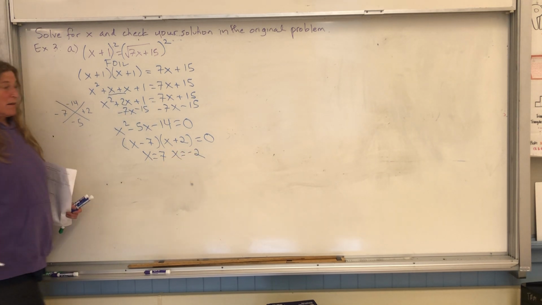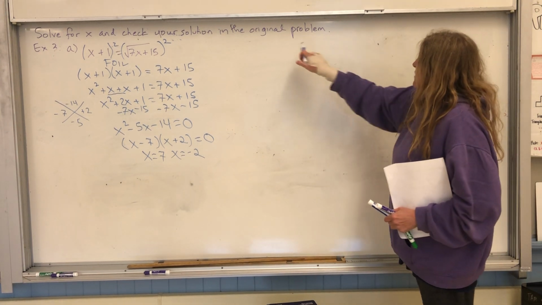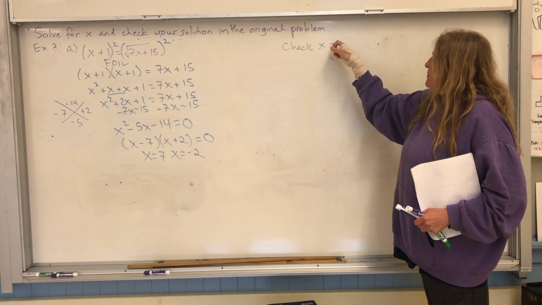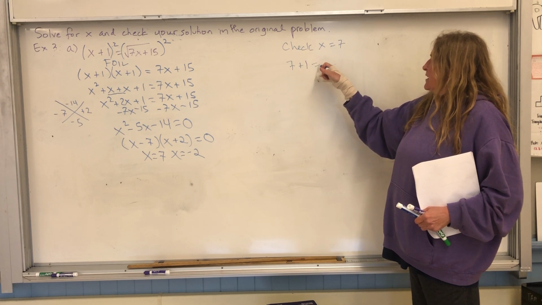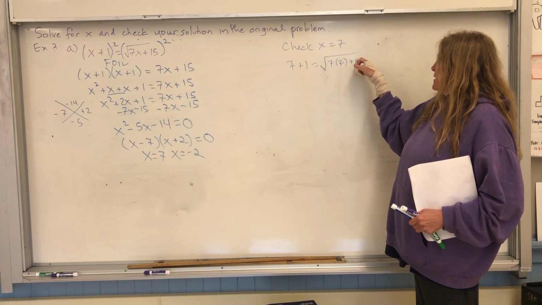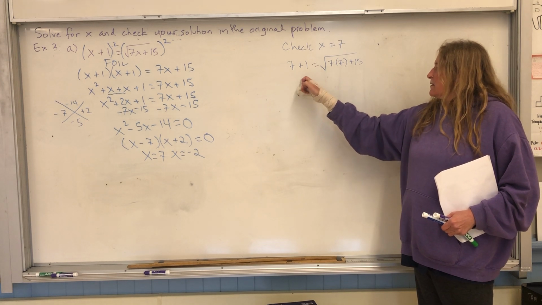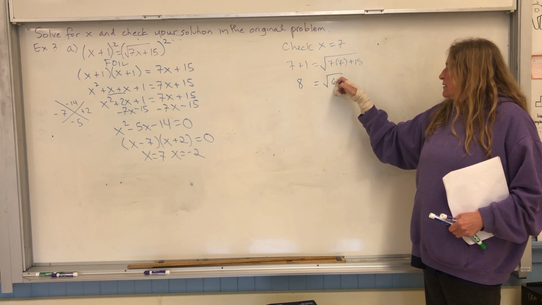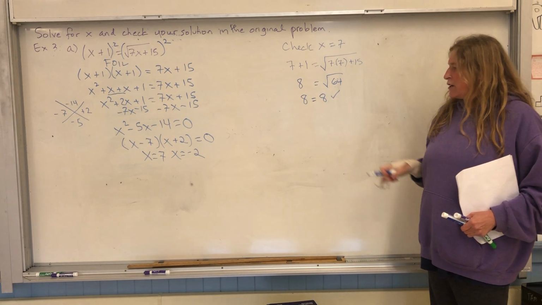However, I've got to check them. And here's where you're going to see why I need to check. So let's check in the original problem. Let's go back and check x equals 7. So 7 plus 1, is that equal to the square root of 7 times 7 plus 15? Well, we know 7 plus 1 is 8. And we know that this is 49 plus 15. So yes, indeed, the square root of 64 is +8, and we're good with x equals 7.